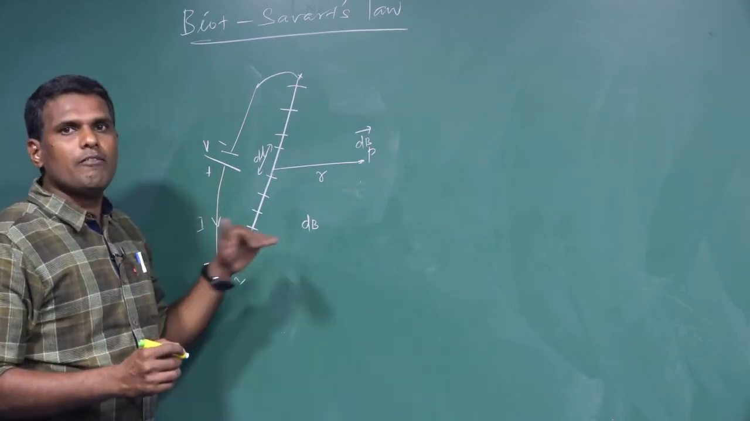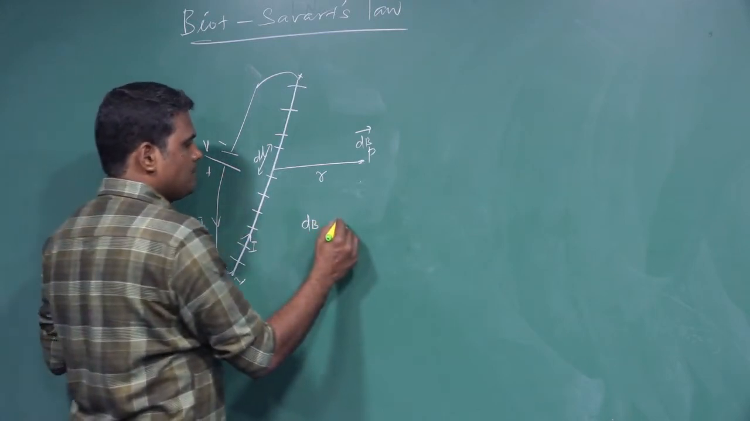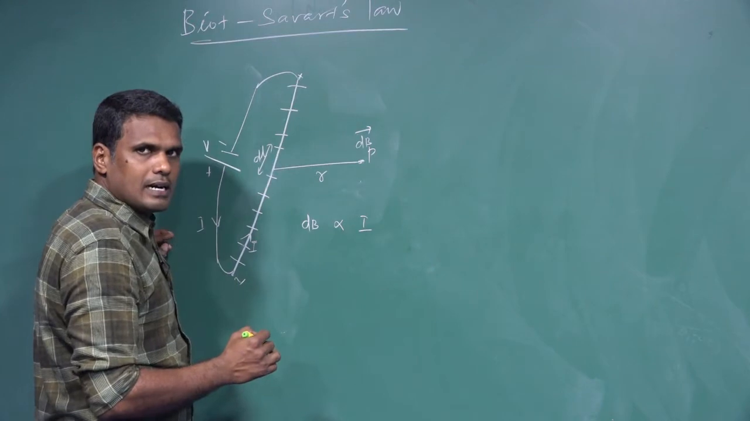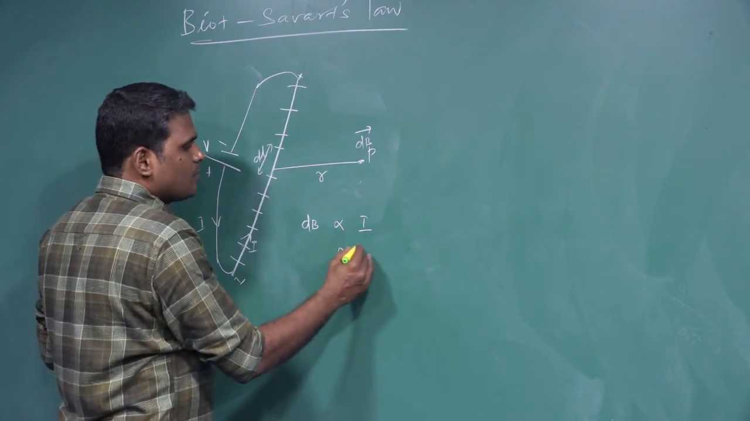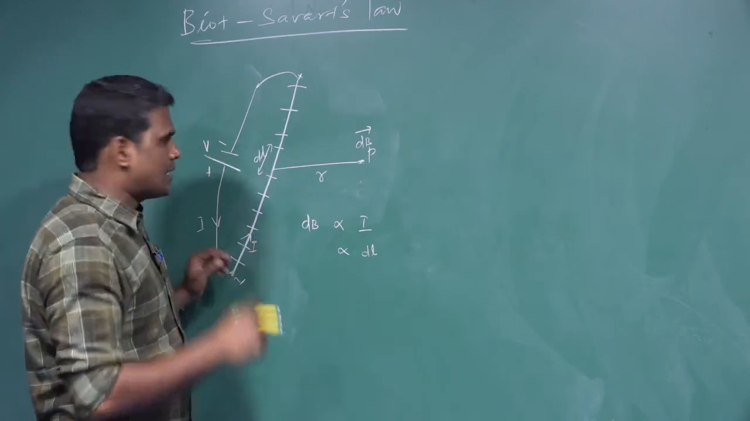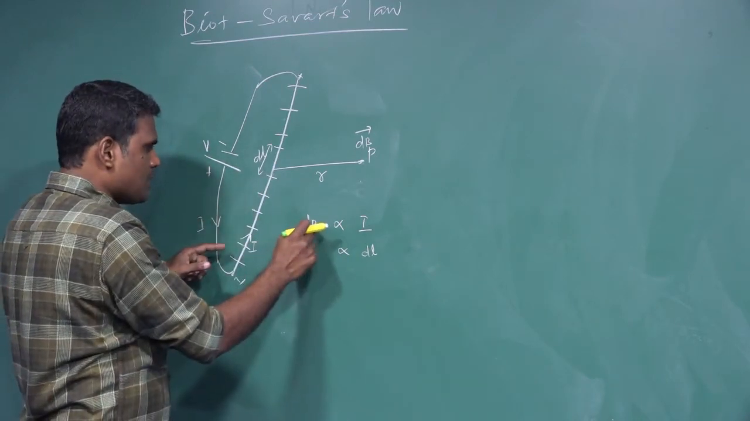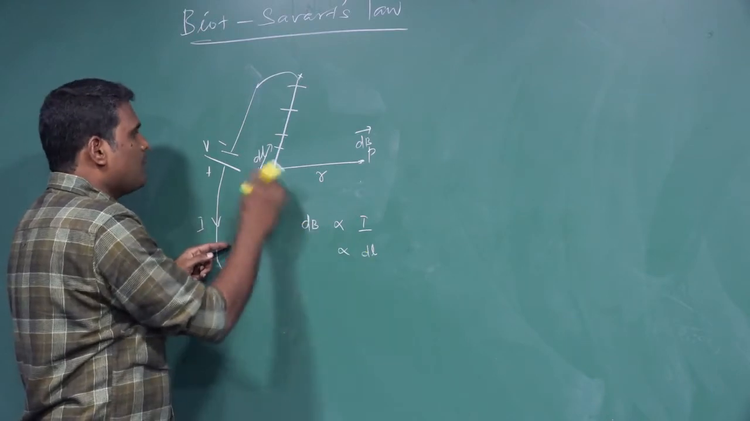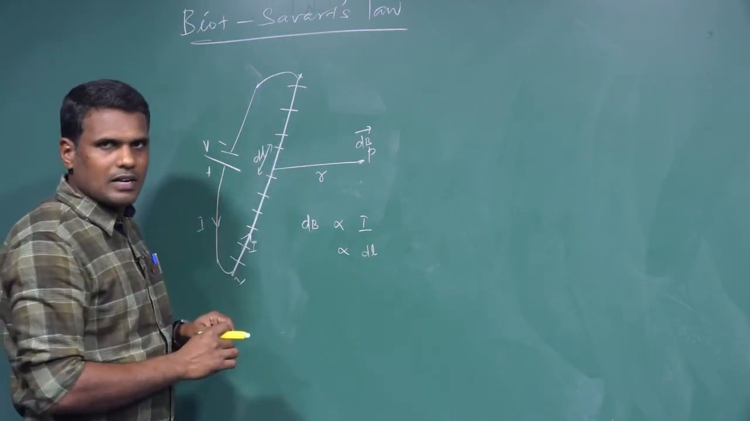The magnitude of magnetic induction dB is directly proportional to the current I flowing through the conductor. It is directly proportional to the elemental length dl of the conductor. So dB depends upon the current flowing through the conductor, and also depends upon the elemental length dl of the conductor.